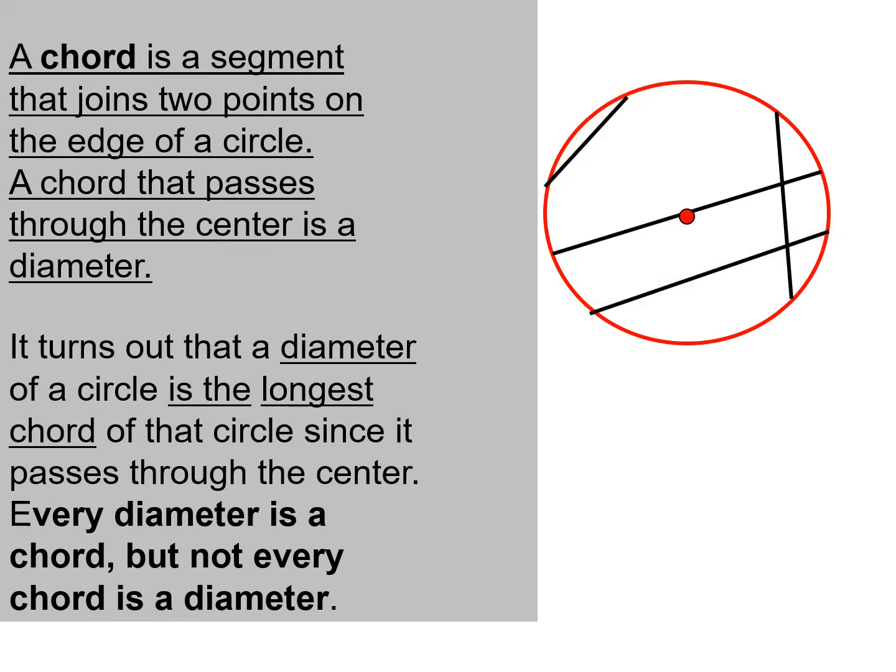Notice there's one going through the center. So if I did that whole thing, that would be a diameter. So the diameter is a chord. But what do you think is more important? Calling it a diameter or calling it a chord? Calling it a diameter, of course. That's more important. That's a special chord. Every diameter is a chord, but not every chord is a diameter. That's a chord, that's a chord, that's a chord, but there's only one diameter right there.